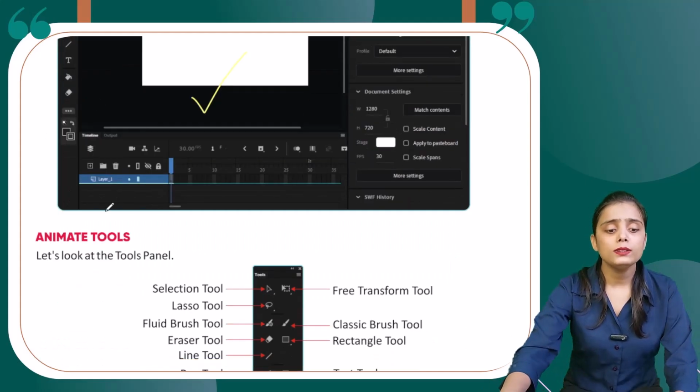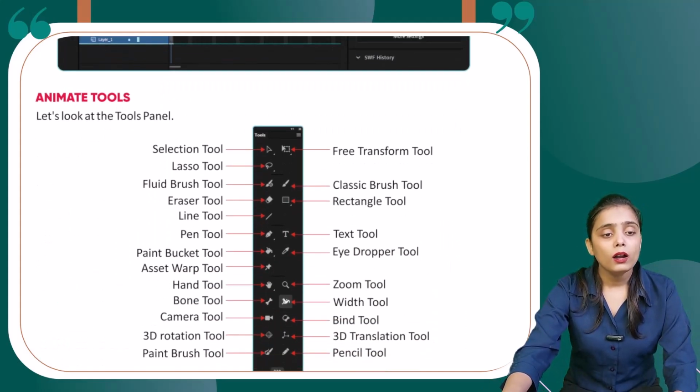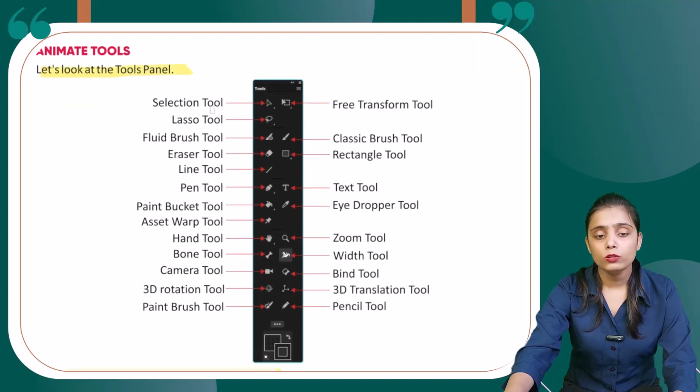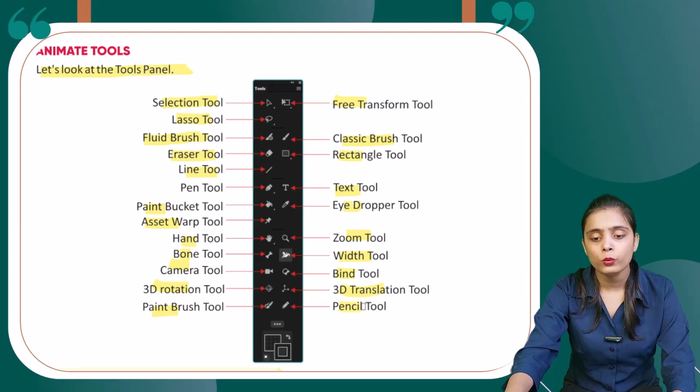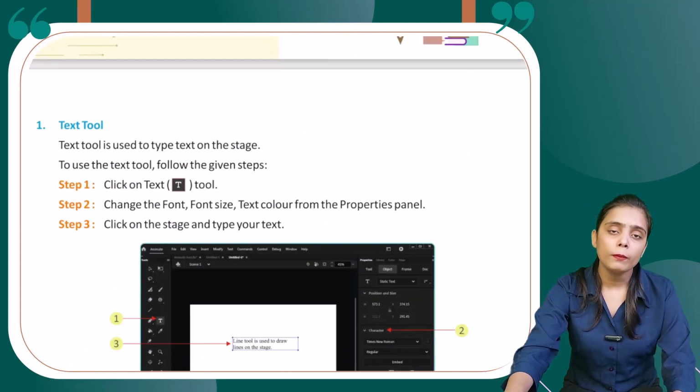Is it clear? Now let's see Animate tools. There are a lot of tools, so let's look at the tools panel. The very first one is the selection tool, then the lasso tool, fluid brush tool, eraser tool, line tool, pen tool, paint bucket tool, asset warp tool, hand tool, bone tool, camera tool, 3D rotation tool, paint brush tool, free transform tool, classic brush tool, rectangle tool, text tool, eyedropper tool, zoom tool, width tool, bind tool, 3D translation tool, and pencil tool. Let's explore them one by one.